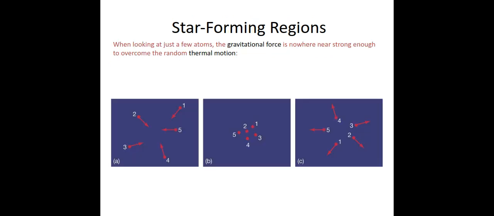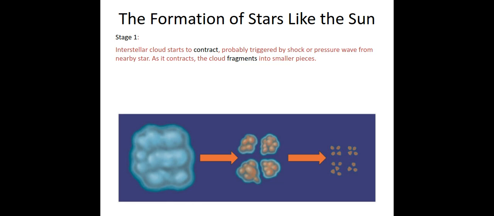So when looking at just a few atoms, the gravitational force isn't strong enough to overcome the energy of their motion. So you need to have enough of them close enough together to actually start to get things to gravitationally pull together. So at stage one, don't necessarily worry about the stages in this, because this book likes to break things down into a ton of stages.